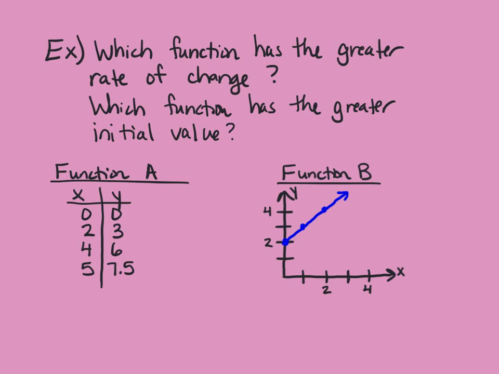In our example, we're given two functions, function A and function B. Which function has the greater rate of change? Which function has the greater initial value? Notice that they're represented in two different ways. Function A is given as a table of values. Function B is given as a graph. You can also see a function represented as an equation. We're just going to start by finding the rates of change and comparing them, and then we'll find the initial values and compare those.